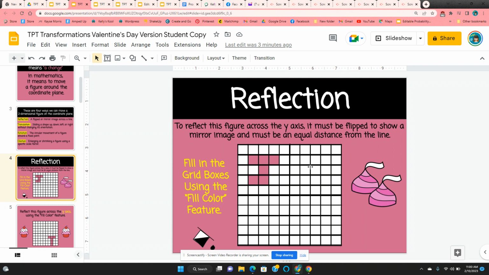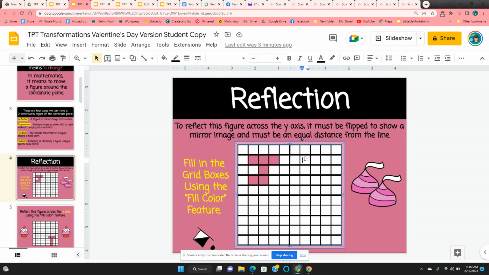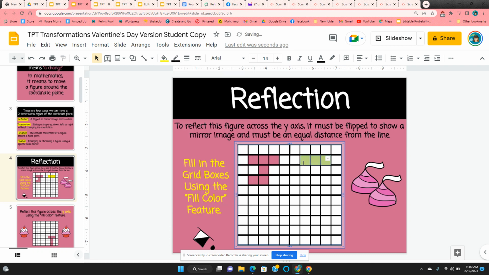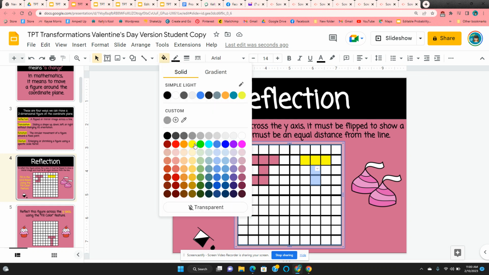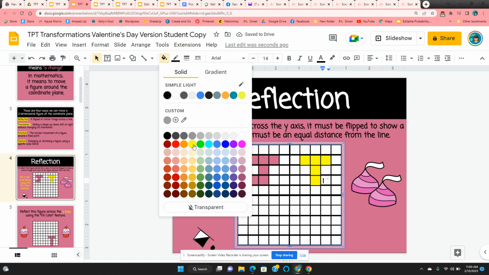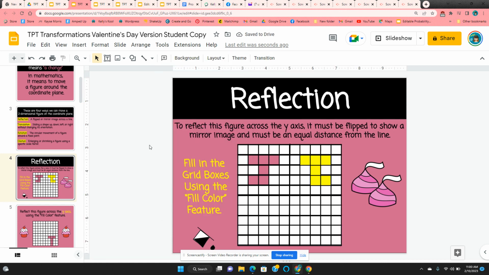So here's the y-axis. It needs to be equal distance from the y-axis and a mirror image. When they want to color the squares in, they just click and hold, and they highlight what they want to color in. Now they can come up here to the fill color feature. They can use any color they want, and they can only highlight a rectangle, so they're going to have to do this in 3 different steps. And that's what it should look like, a reflection across the y-axis.